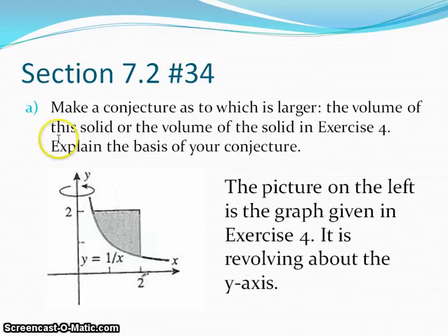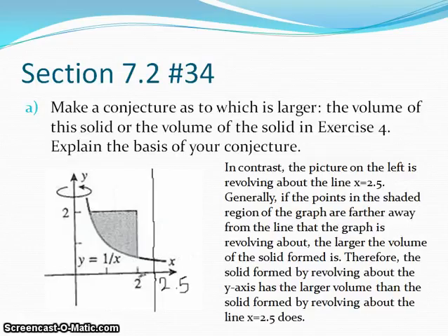The picture on the left is a graph given in exercise 4. It is revolving about the y-axis. In contrast, the picture on the right is revolving about the line x equals 2.5. Generally, if the points in the shaded region of the graph are further away from the line that the graph is revolving about, the larger the volume of the solid formed is. Therefore, the solid formed by revolving about the y-axis has a larger volume than the solid formed by revolving about the line x equals 2.5 does.